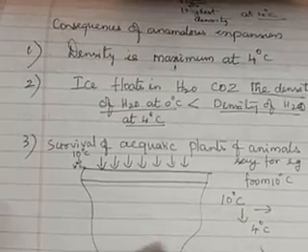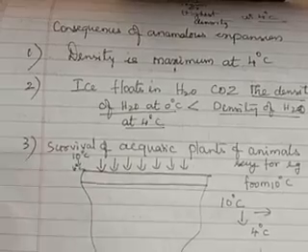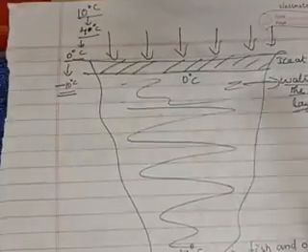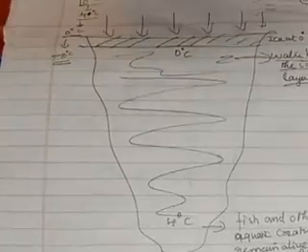So what is helping them to survive? Anomalous expansion of water is helping them. Now let me go with a better explanation. I've drawn a bigger diagram. Okay, so this is a pond. I've just drawn a small pond.